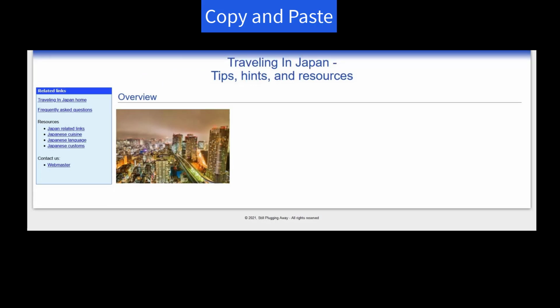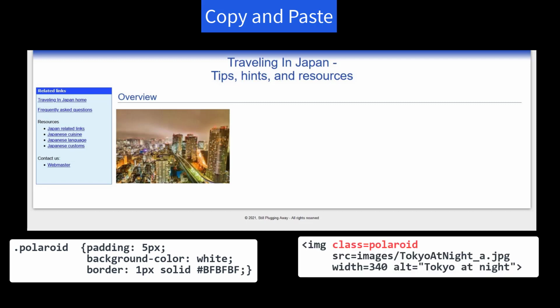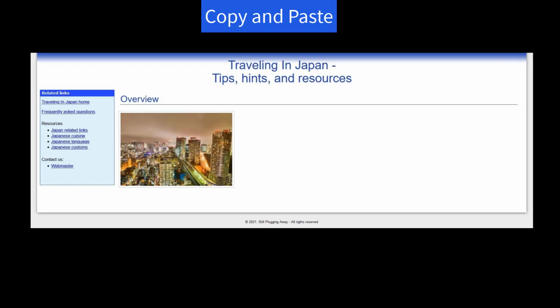Now the spacing is fine, but we have to address the picture. To get that snapshot look, we need to add some padding and make sure the background color is white, then add a simple border. So try dot Polaroid. Padding 5 pixels, background color white, border 1 pixel, solid, hashtag BF. And then add this class into the image element so it looks like this. And this now displays this way.